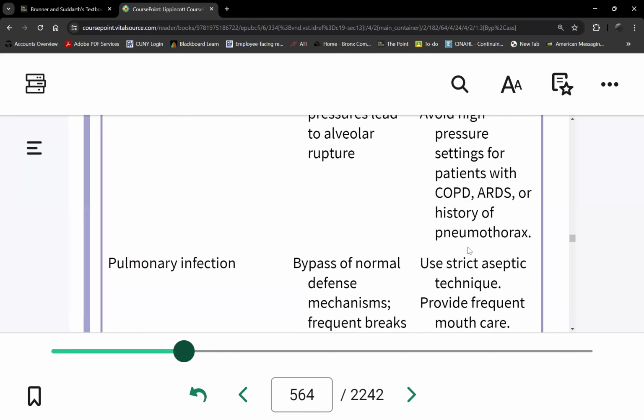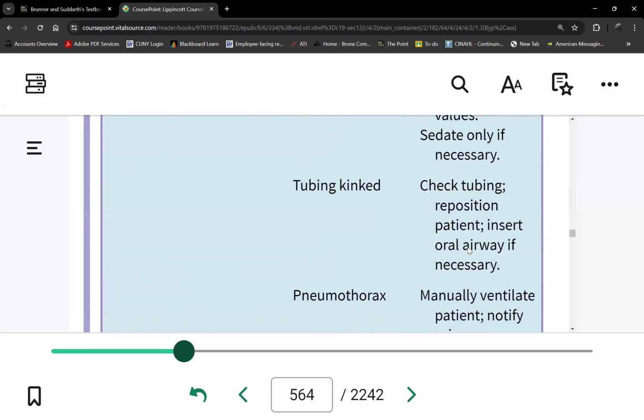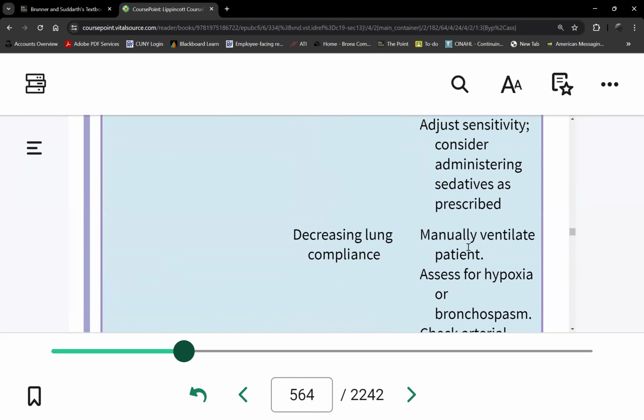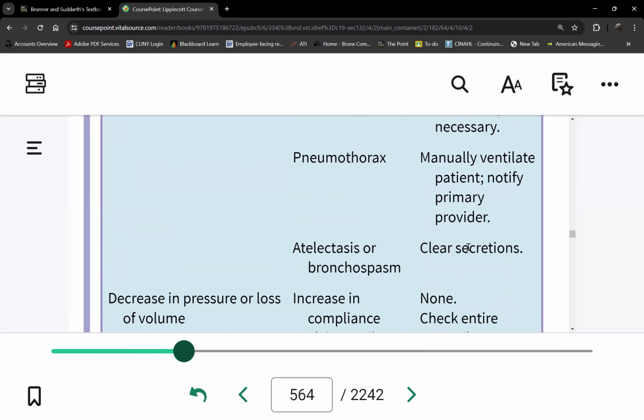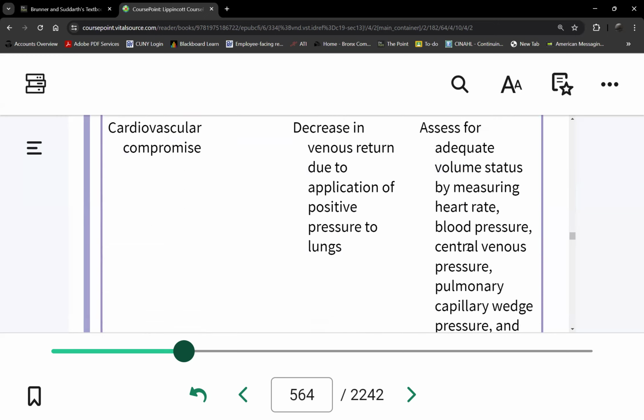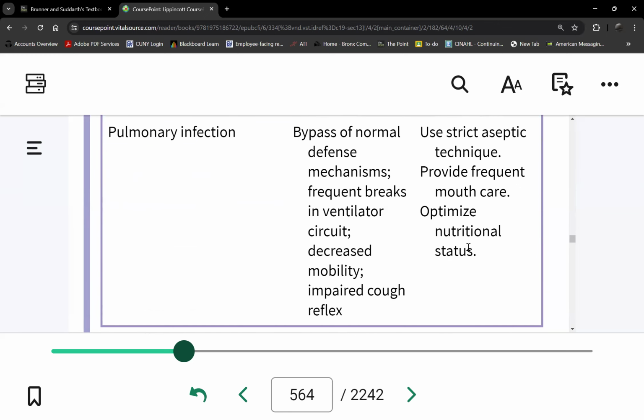So any questions on ventilator-associated pneumonia? Pretty simple, yeah? Here, when they say pulmonary infection, that's what they're talking about.